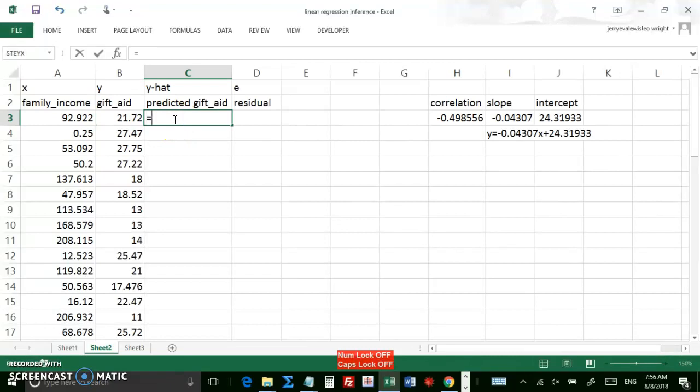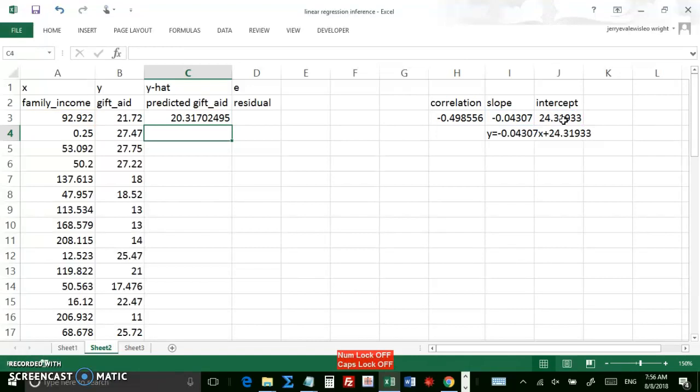So equal sign, just type it in: 0.04307 times x plus 24.31933. For greater accuracy, we can actually click the slope right there. That's I3. Put in dollar signs because when I copy this down, I don't want the I3 to change. So you can do F4 on a keyboard, dollar sign I, dollar sign 3. Okay, times x, which is in cell A3. And then plus the y-intercept, which is 24.319. Let's just click that right there. Again, put in dollar signs. F4 will put in dollar signs for you.